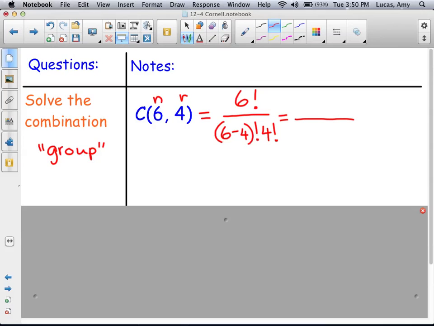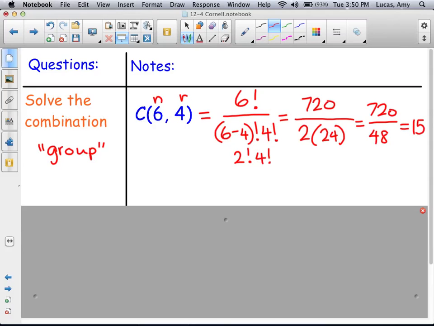So 6 factorial is 720, 2 factorial is just 2, 4 factorial is 24. You need to multiply those together before you do your division. Remember that calculators do not always calculate things in the order that you would like them to. So in order to get the correct answer, you want to make sure that your denominator is a single number. So 15, there are 15 combinations.